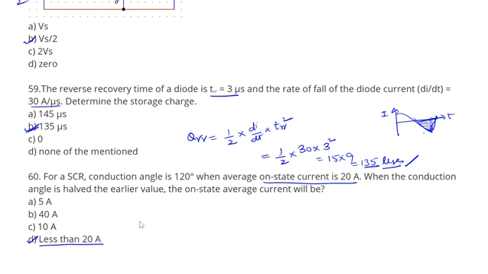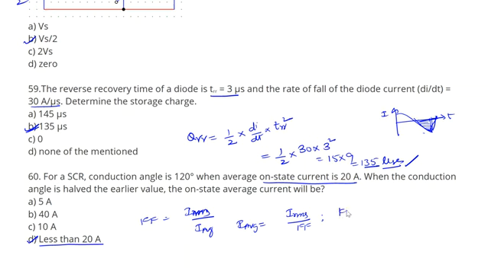So why is it, sir? It is based on the formula, the form factor. Form factor is nothing but the ratio of RMS value to average value. So the average on-state current is equal to the IRMS value divided by the form factor.